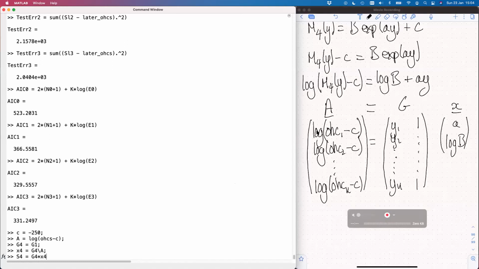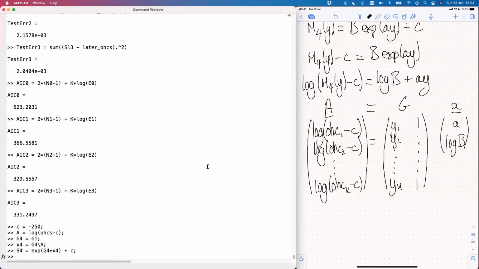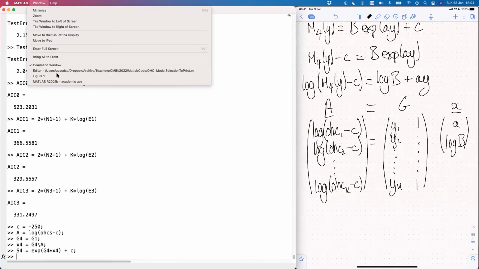It's going to give me log of the predicted measurements minus C. So I think I have to first take the exponent of that and then add this constant C to get to our predicted measurements S4. So doing that, that gives me our predicted measurements. Let's add them to our plot. Here is our plot.